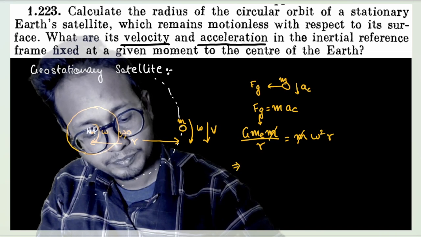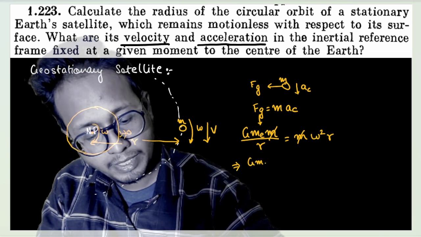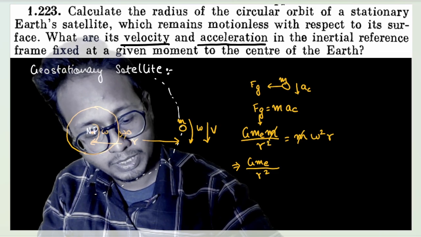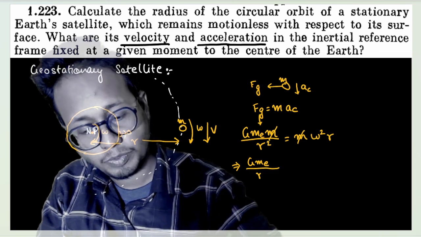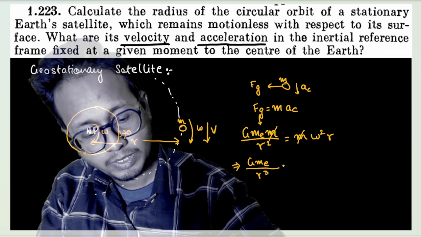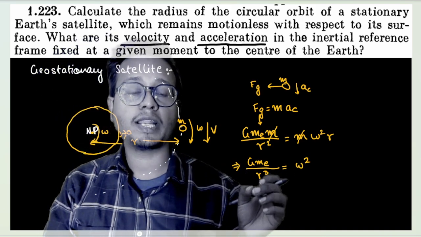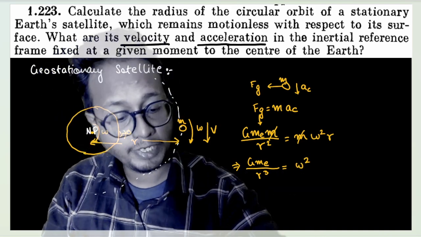We know that G Me by r square, not r square, sorry, r square is already out here, so r cube is equal to G Me by omega square. But I need to find the value of r. I do not need to find the value of omega, because I already know the value of omega.